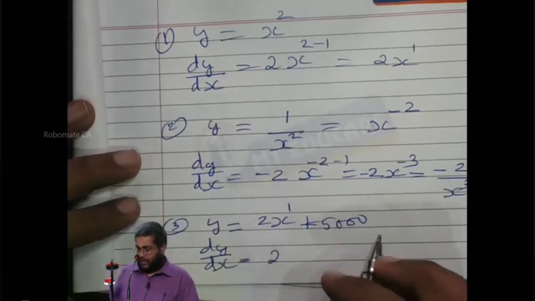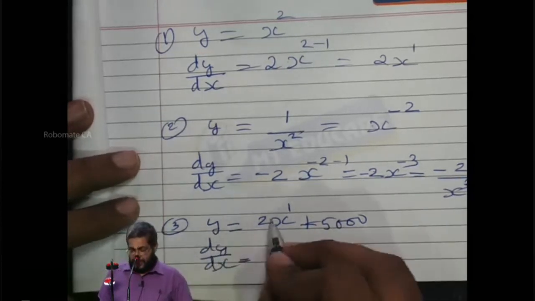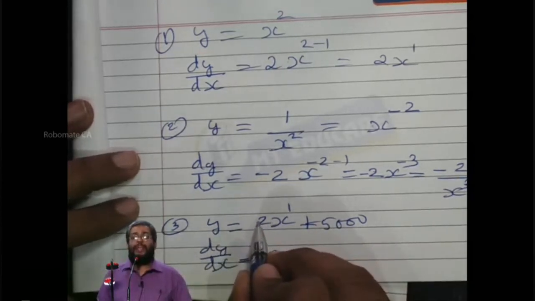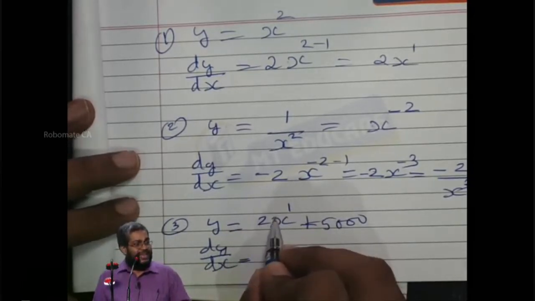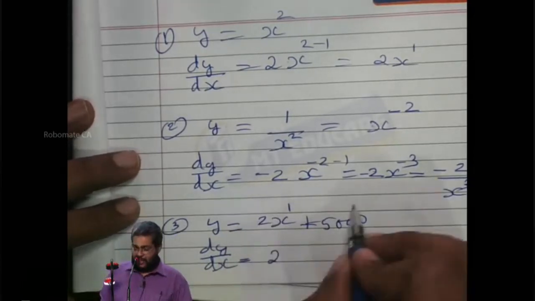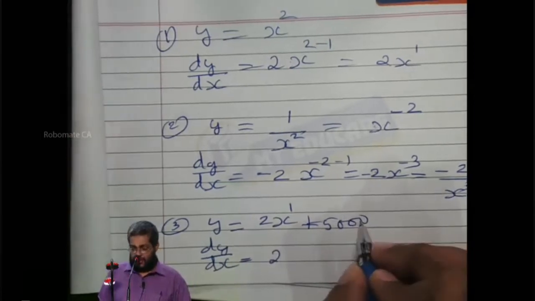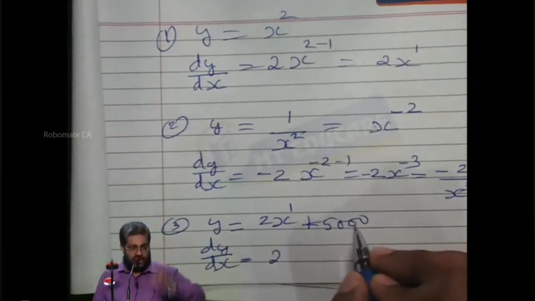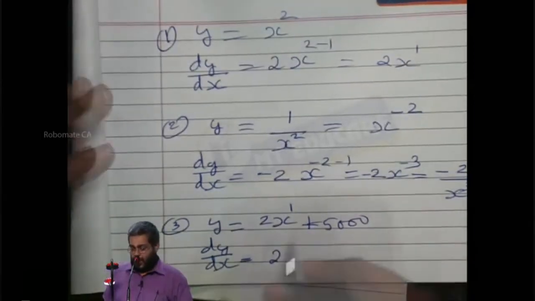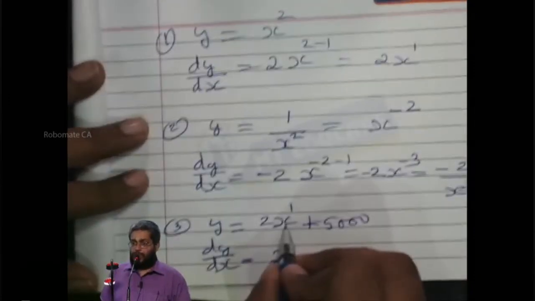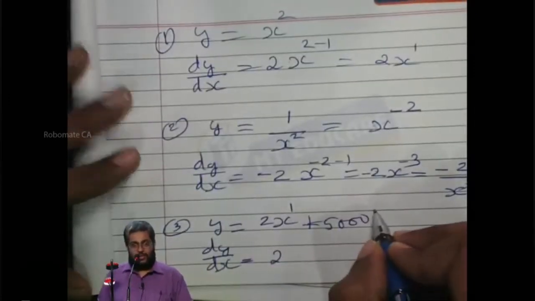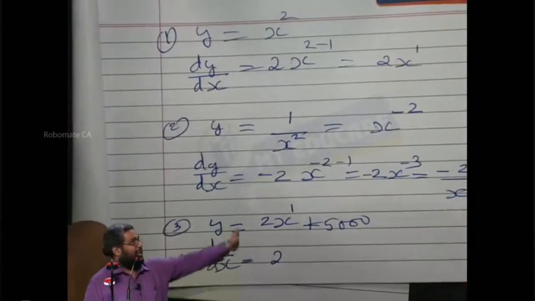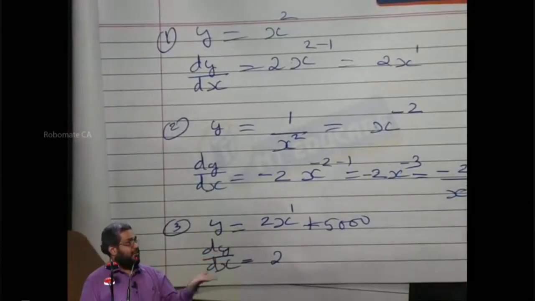For example, variable cost is 2 rupees per unit. x is the number of units. Fixed cost is 5000. Suppose I produce 1000 units. What is my cost? 2 into 1000, 2000, plus 5000. My total cost is 7000. Agreed or not?